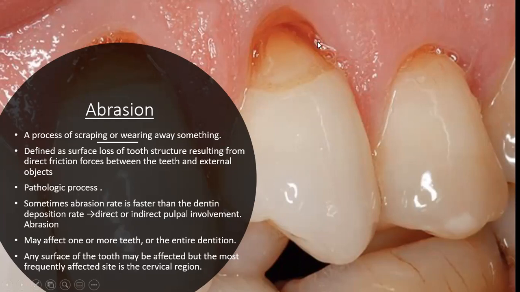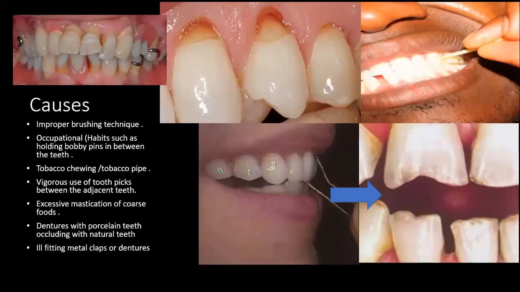So attrition is tooth wear, which is caused due to tooth contact, whereas abrasion is tooth wear, which is caused due to frictional forces between the teeth and the external object.